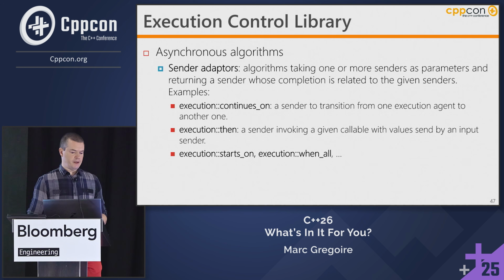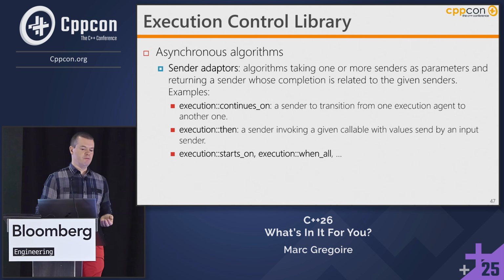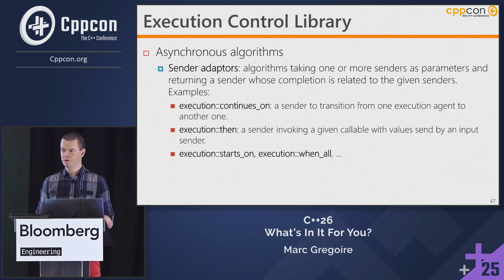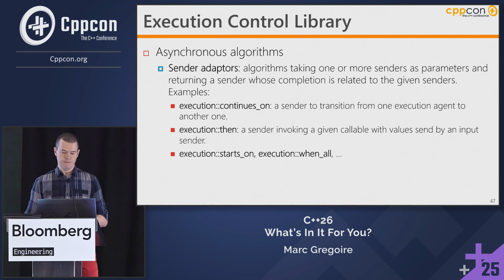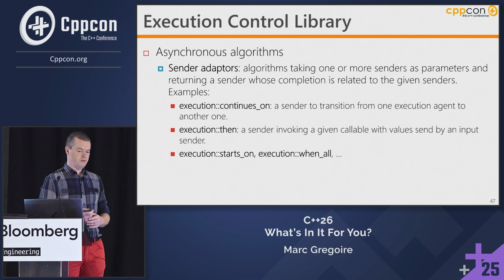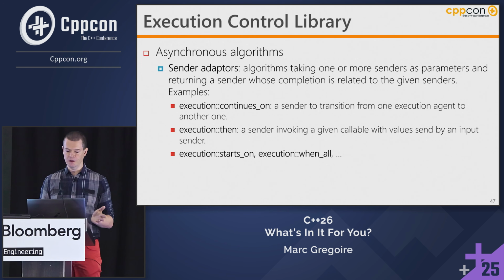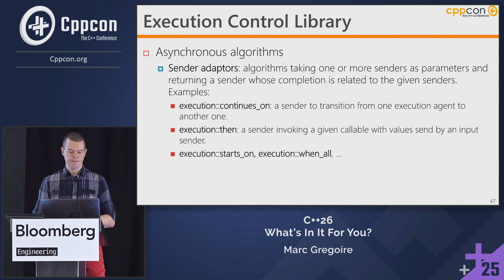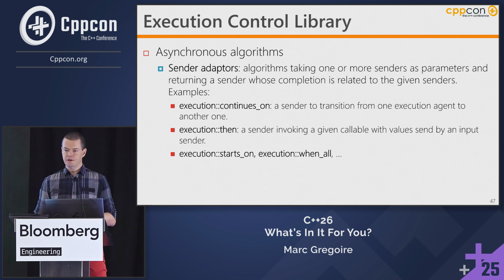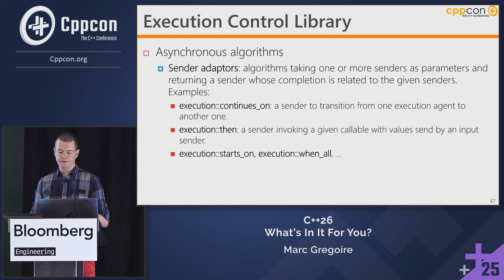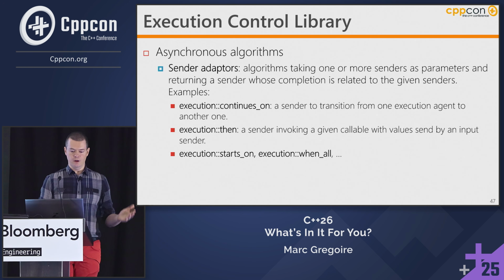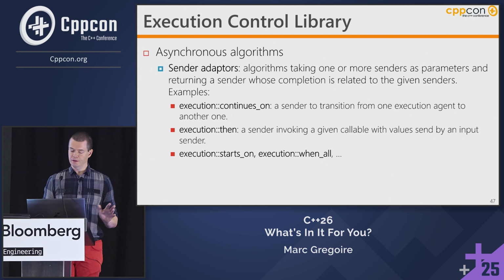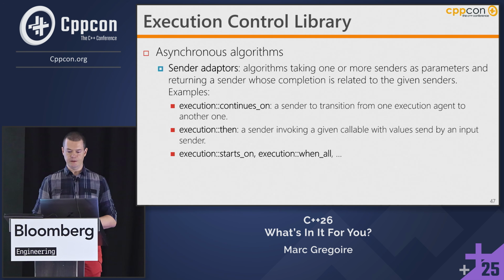Sender adapters take one or more senders as input, and return another sender whose completion is related to the input senders. One example is continues on. That is a sender that allows you to transition from one execution agent to another. Then is a sender that invokes a given callable with the result of an input sender. And there are many more. You have starts on, when all, and lots of other sender adapters.